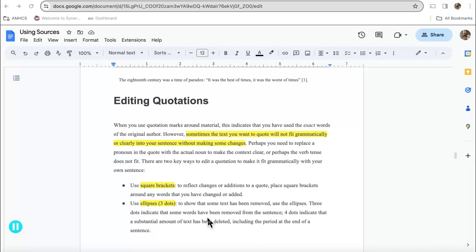If you need to remove words from the middle of a quotation, not from the beginning or the end, we don't need to do this at either the beginning or the end of a quotation. It's understood that you were taking a quotation out of larger material.